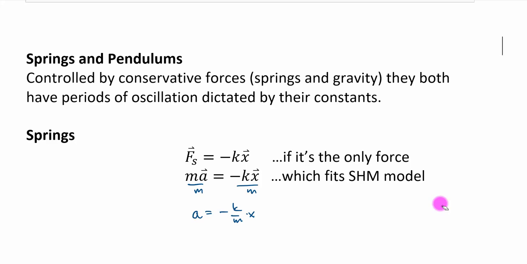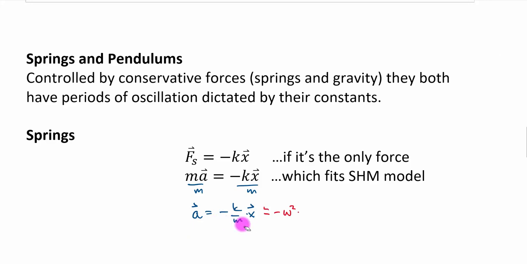Now, this looks, I'm sorry, I forgot the vector hats. This looks like something that is simple harmonic motion. We've got a is equal to a negative multiple of position, but it doesn't really connect us back to that period yet. So if it's simple harmonic motion, it really needs to be negative omega squared times x. And then we just take a look at these two parts together.